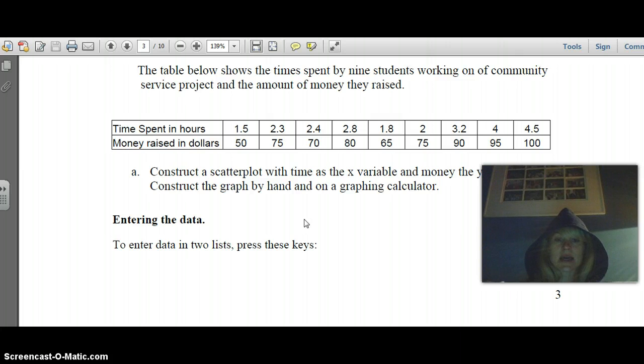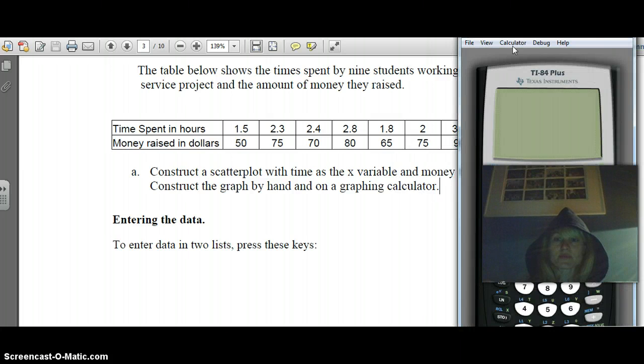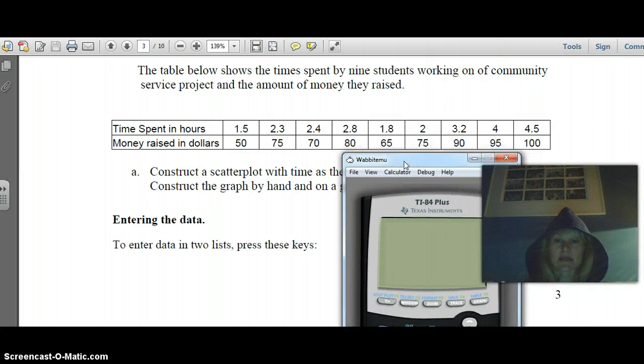So again, just like when it's set up as a vertical chart, the top is going to be your X and the bottom is your Y. Usually this is always X and that is always Y. So X, time spent in hours, time is going to be our independent variable and the money raised in dollars will be our dependent. So we want to get out our calculators and put in this data. You might want to pause the video and put this in your calculator.